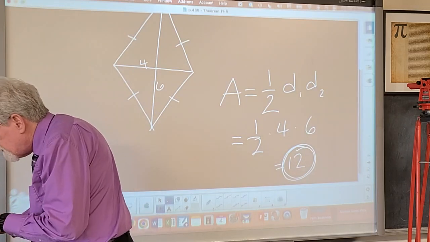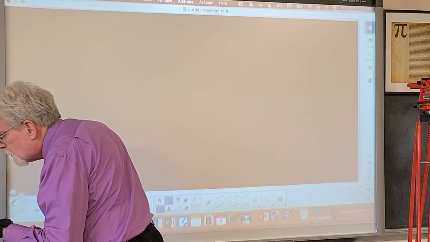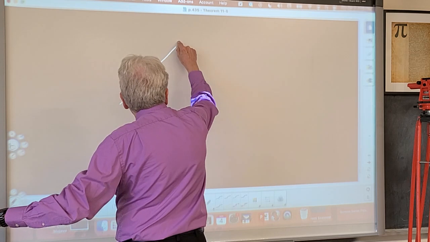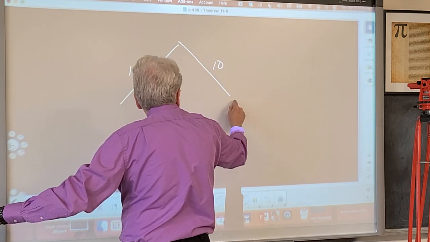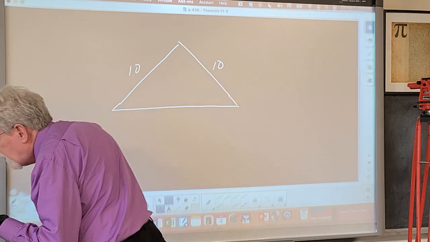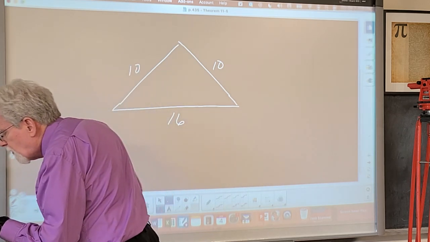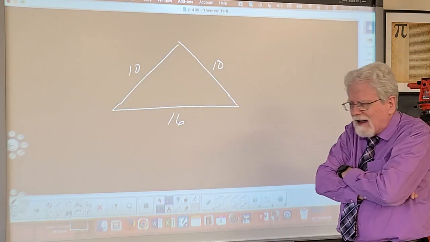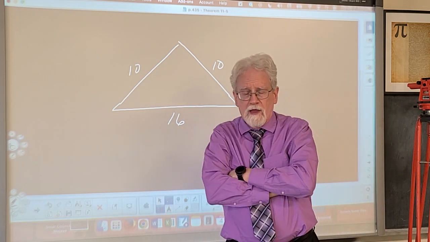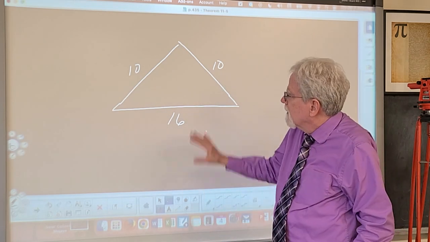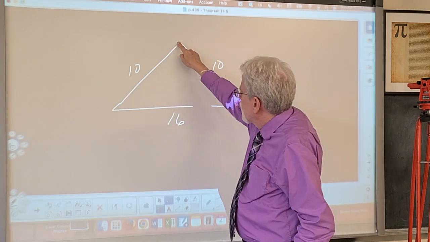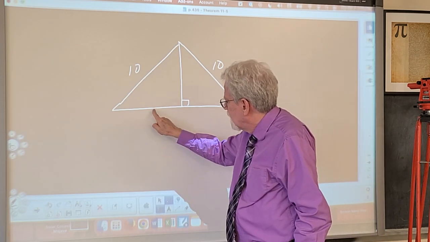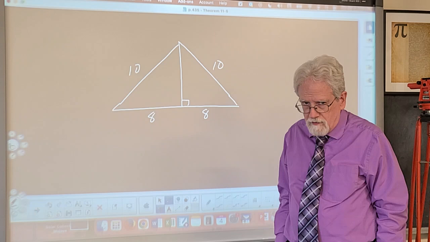Number 6. We have an isosceles triangle this time. An isosceles triangle with sides of 10, 10, and the base is 16. We want to know what is its area. Now you might say, well, we don't have a formula for that. No, we don't. We don't need a formula for that. Watch this trick. It's an isosceles triangle. Let's throw in this height. That makes each of these pieces 8 and 8.